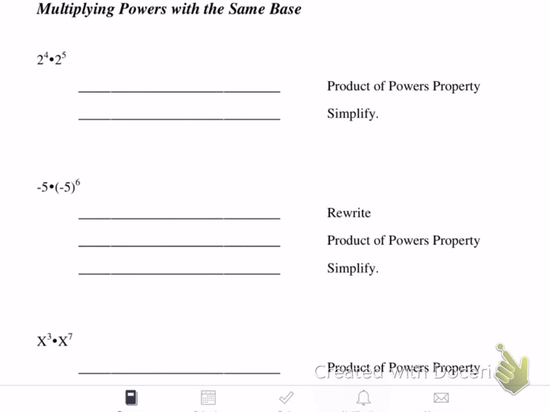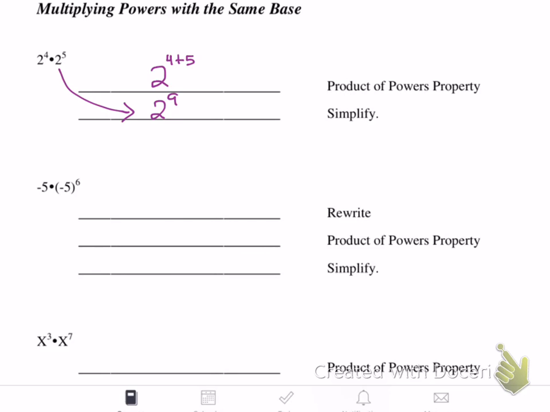So the whole point of this property is so that we don't have to make this large table and do all this work and splitting this thing into 2 times 2 times 2 times 2 and so forth. Instead, since we know that if they're the same base, that base stays the same, then we have the exponents being added together, 4 plus 5. And obviously 4 plus 5 is 9. So 2 to the 9th is actually the simplified version of 2 to the 4th times 2 to the 5th.